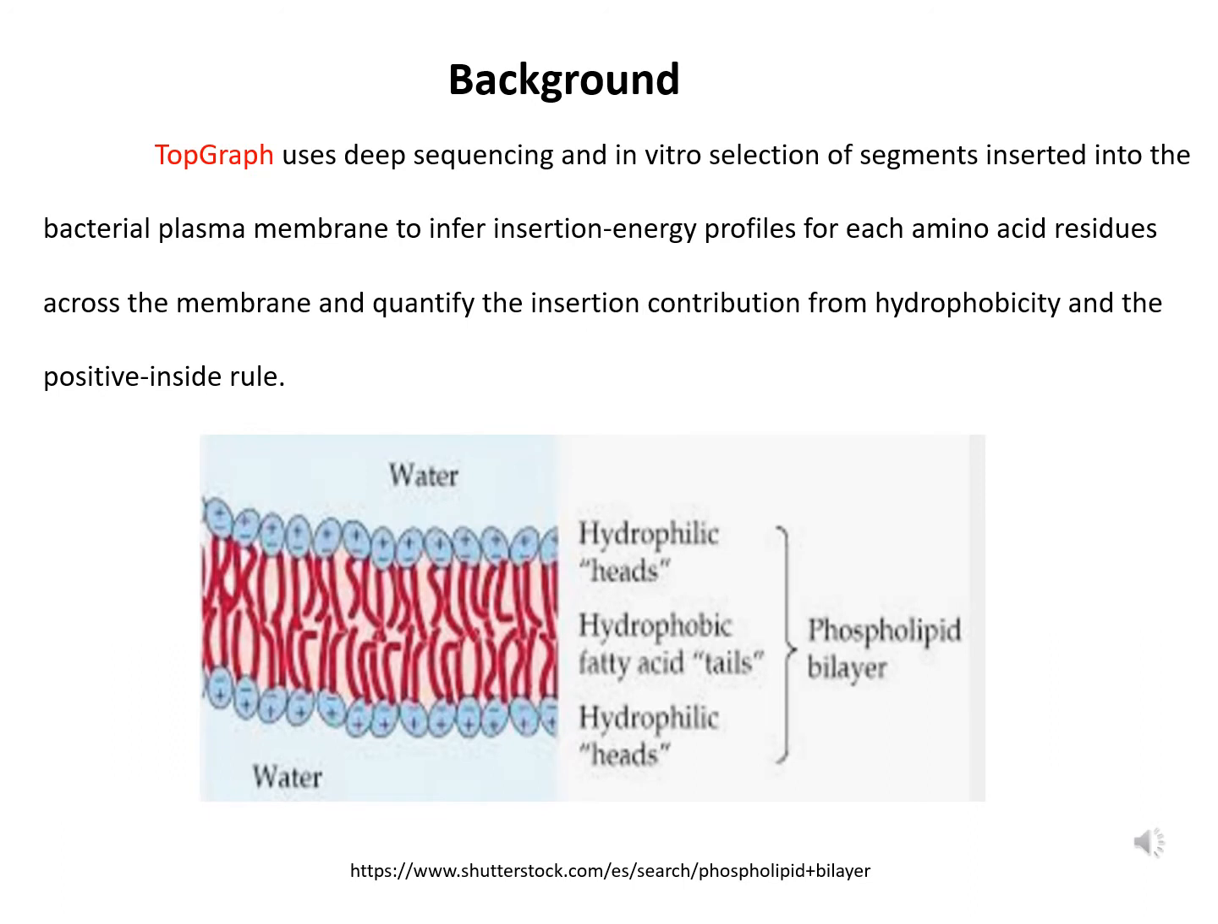TopGraph uses deep sequencing and in vitro selection of segments inserted into the bacterial plasma membrane to infer insertion energy profiles for each amino acid residue across the membrane, and quantify the insertion contribution from hydrophobicity and the positive inside rule.